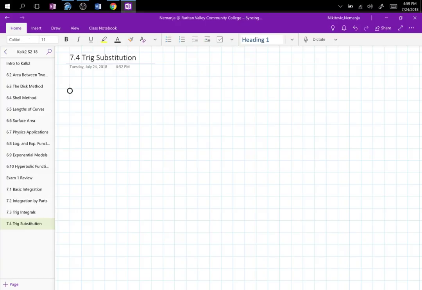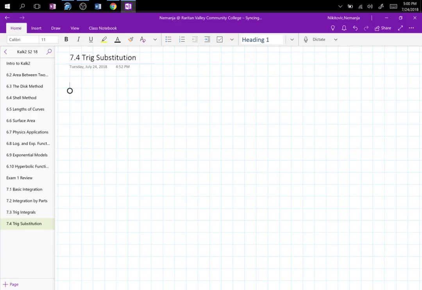Hello and welcome back to Calculus 2, section 7.4 on trig substitution. Last class we did trigonometric integrals, and now we're going to use those trigonometric integrals.